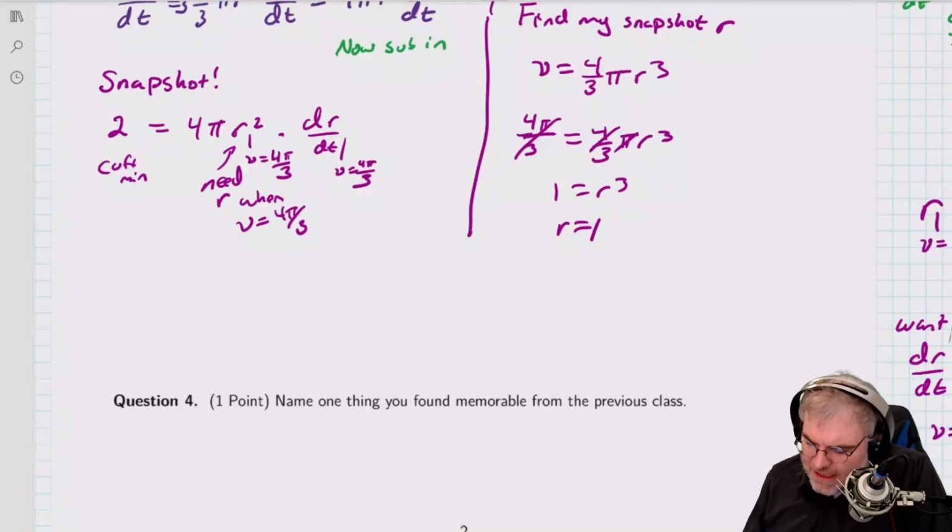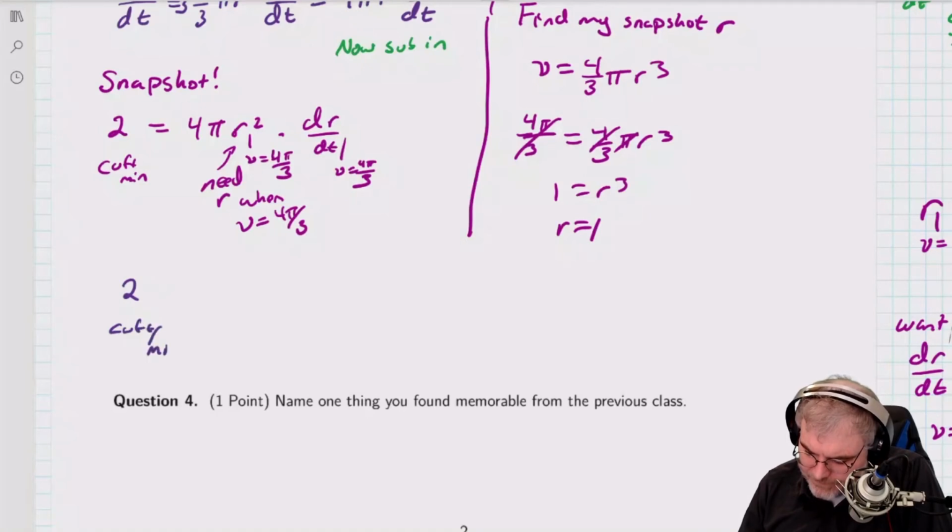Okay, so now I've got all this data again. We're going to put this in. So we've got 2 cubic feet per minute.